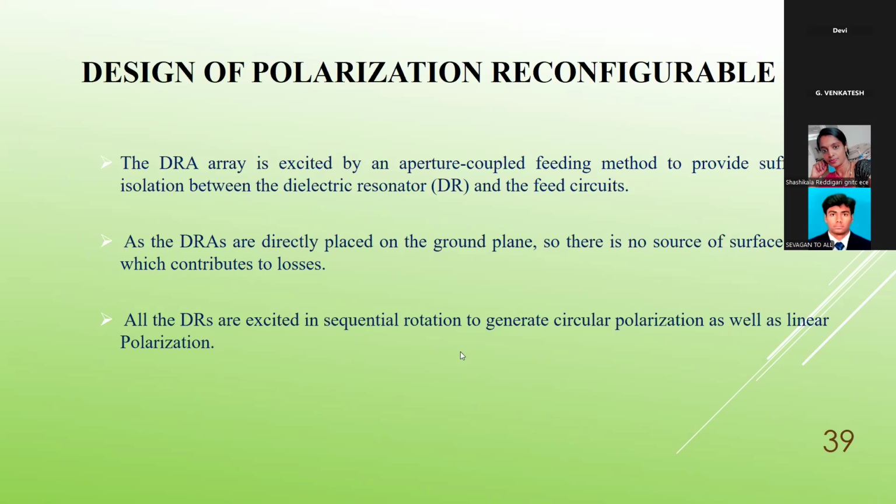The DRA array is excited by an aperture coupled feeding method here in this case to provide sufficient isolation between the dielectric resonator and the feed line or feed circuit. As the DRAs are directly placed on the ground plane, there is no surface wave which contributes to losses. All the DRs are excited in sequential rotation. This is called sequential feeding: 0, 90, 180, 270, again 0 or 360. That gives circular polarization as well as linear polarization. This is a very interesting design.